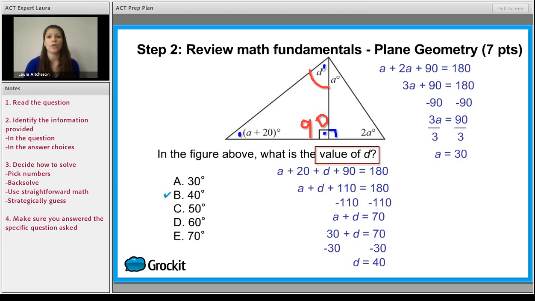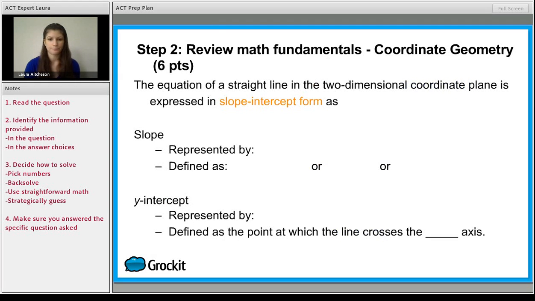For coordinate geometry, it's very similar to plane geometry in that there are a lot of formulas to memorize. So if you want to make flashcards, if you want to say them out loud, if you want to tell your cat or your dog, anything you can do to memorize them, it's invaluable information. You're not going to be able to find it anywhere else. It's going to be in your head on test day.